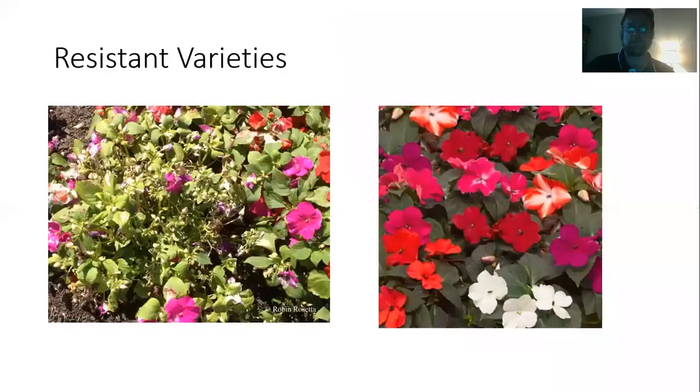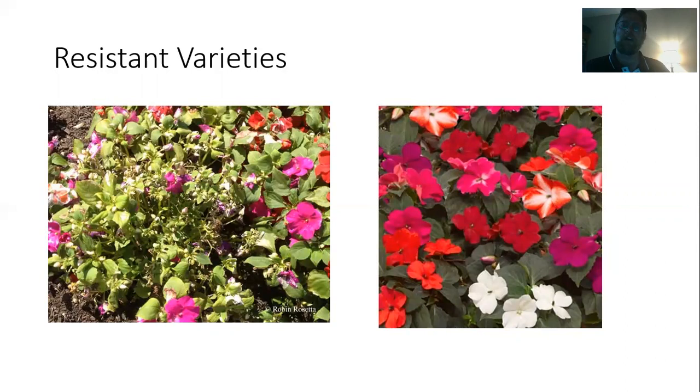I mentioned earlier, as I was starting off, the use of resistant varieties. You can see here, we have two different examples of the same species of plant. One looks an awful lot better than the other. And this is an example of a resistant variety. These are impatiens infected with a disease called downy mildew. And the one that you'll see on your right is resistant. The one that you see on your left is not.